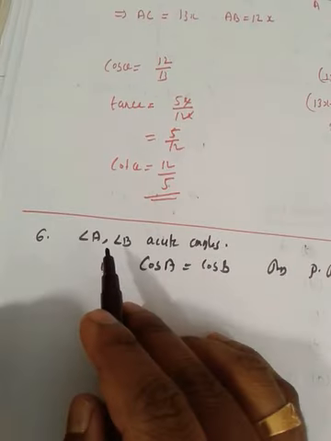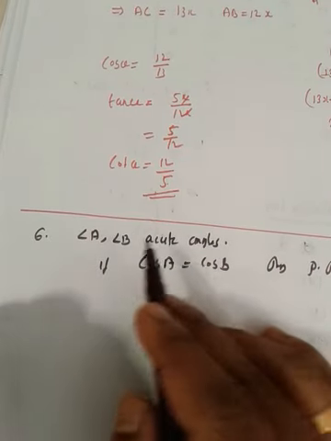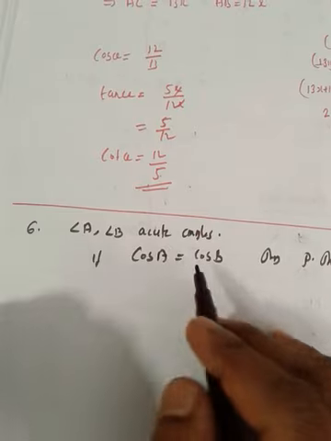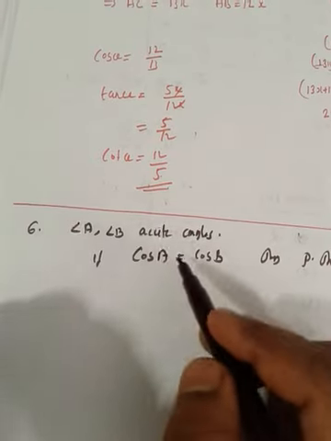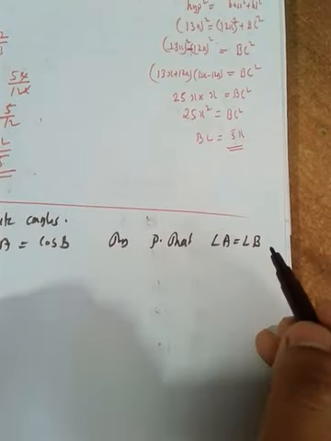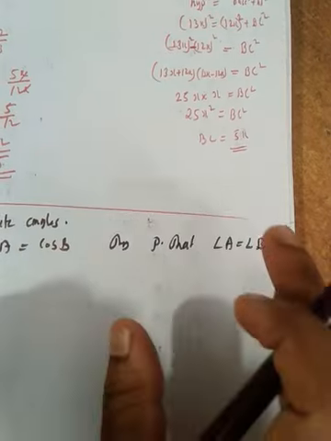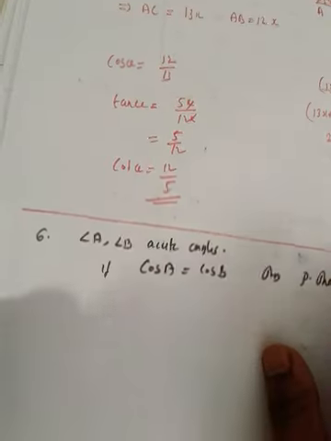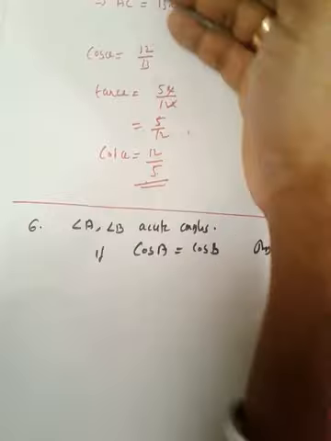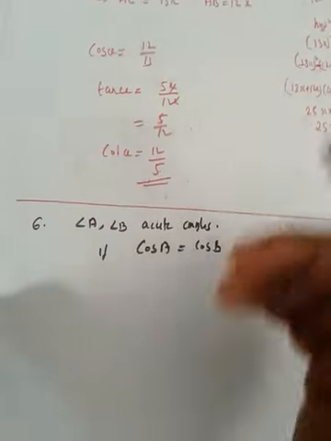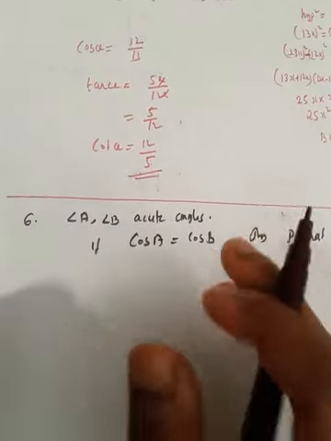Once again, angle A and angle B are acute angles which is given, then cos A is equal to cos B, that is also given. Both are in the given part. What we are supposed to prove? We are supposed to prove angle A is equal to angle B. Same kind of question we solved in the example. So this is a different question while we are comparing with the previous questions. But this is very simple.